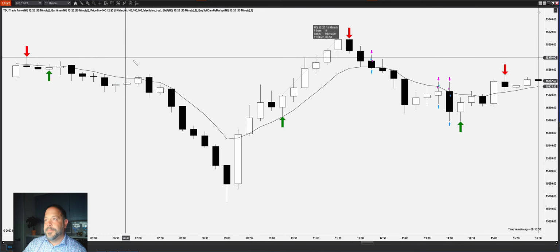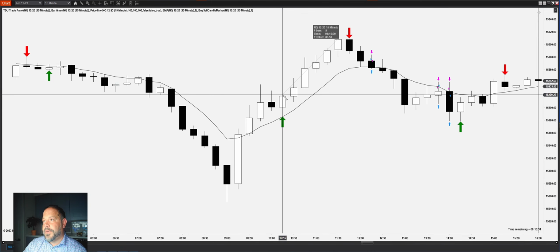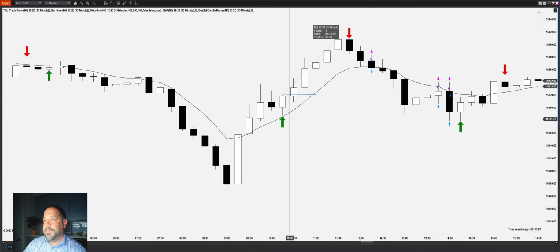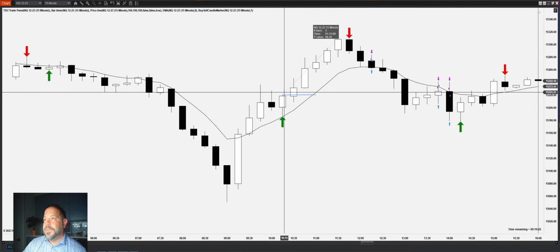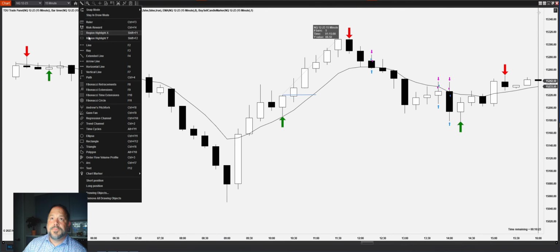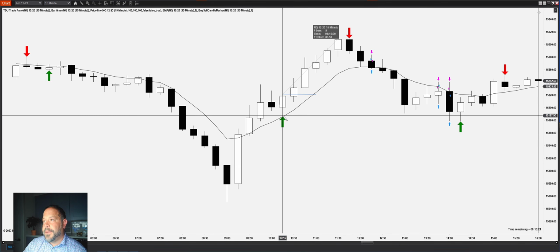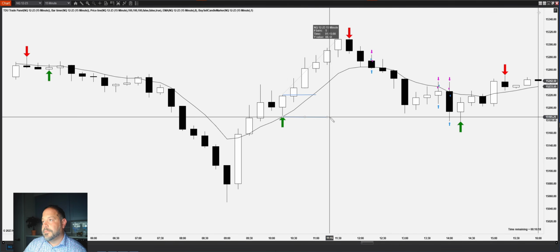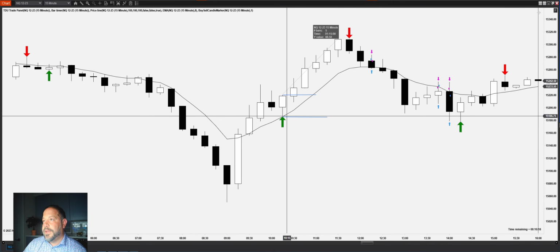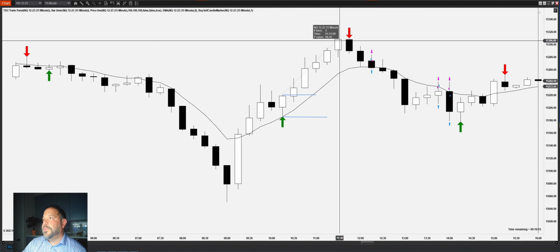Where's our entry? Entry is at the top of our wick, right there. Plus one tick, so move this one up. Where's our stop? Bottom of our source candle. This runs up here for 88 points on the NASDAQ.